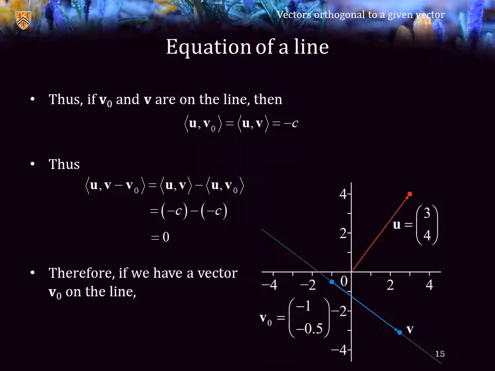Therefore, if we have any vector v0 that appears on that line, then that line is by definition all points or vectors v that satisfy the inner product of u and v minus v0 equaling 0, or all vectors v such that v minus v0 and the vector u are orthogonal.